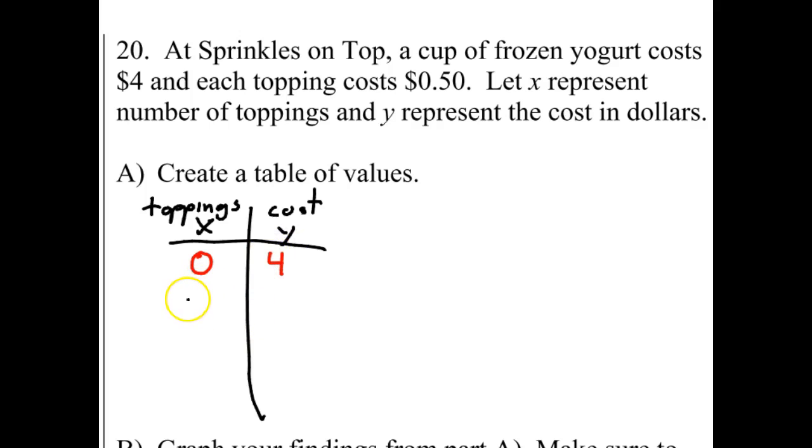Okay. But if I get 1 topping, that's going to be 50 cents more. So now the total cost would be $4 for the frozen yogurt and 50 cents for the 1 topping. So that's 50 cents more expensive. 2 toppings will go up by another 50 cents. Well, now $4.50 plus another 50 cents would be $5, and so on. So you can see the pattern there.